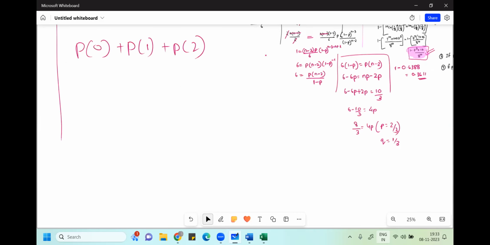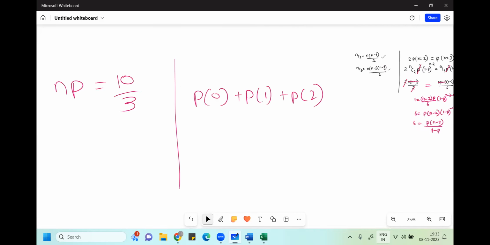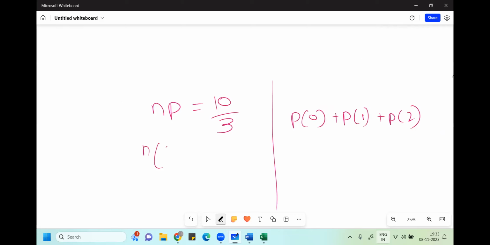And I know what is p. P is 2 by 3. P is 2 by 3 is equal to 10 by 3. So what is n? N is 5. Fine? So I can write this and p is 2 by 3.